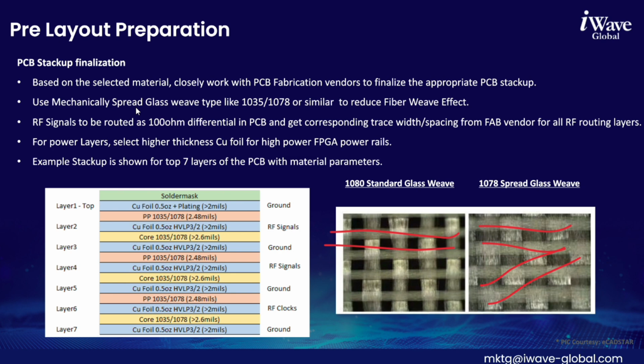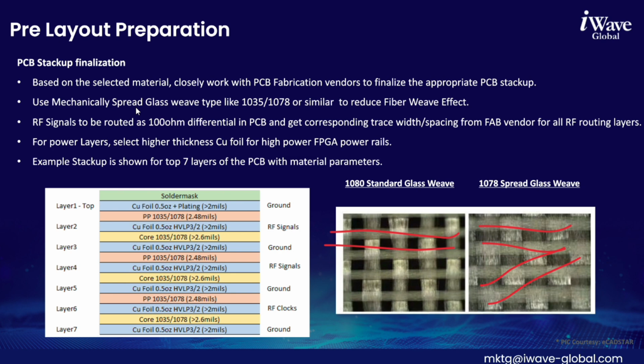So here, once we have to request the stackup using these glass weave types, and the RF signals are to be routed as 100 ohm differential in the PCB, we have to request the fab vendor for the trace width and spacing. And also, when we have the power layers, make sure to use a higher thickness copper foil based power layer so that we have higher power capacity.